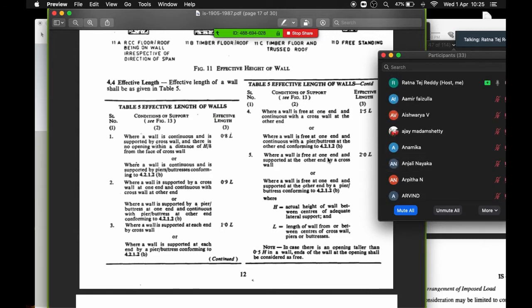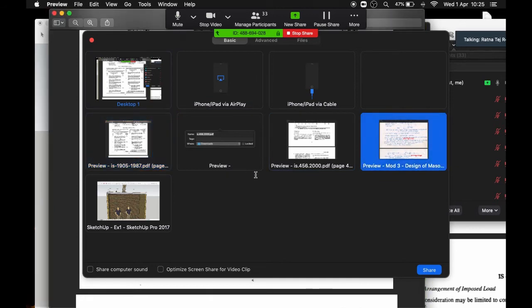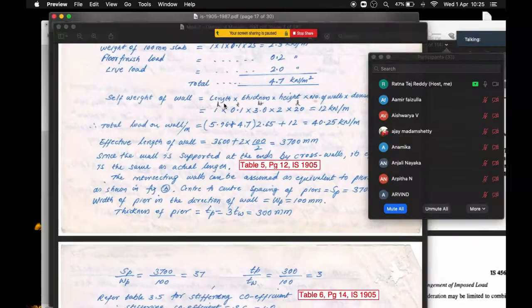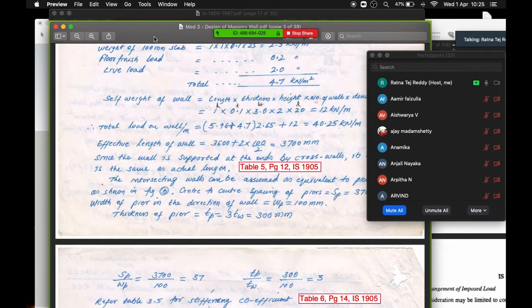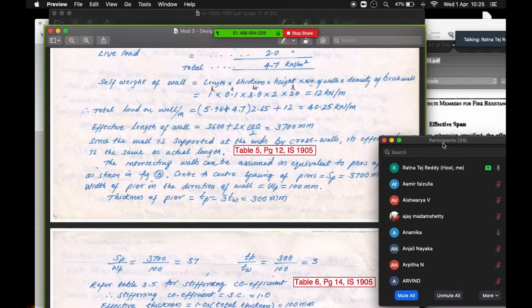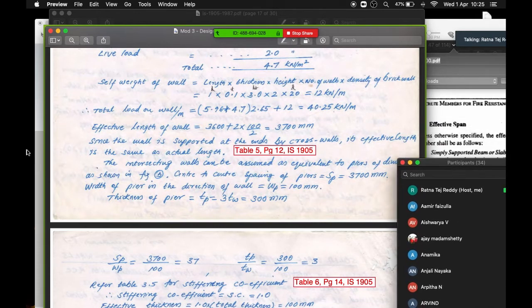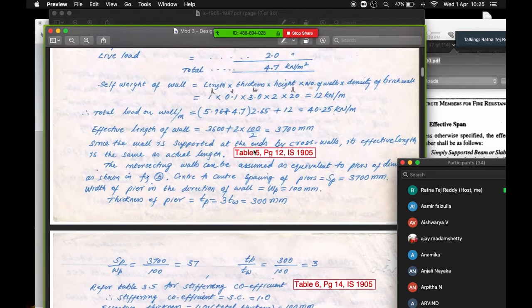Yeah. So now let's proceed back to our problem here. If you can see, that is the reason why they have multiplied (3.6 + 2 × 100/2), which gives 3.7 meter. That is the center to center distance of the wall we ought to design. Now, moving on, since the wall is supported at ends by a cross wall, its effective length is the same as its actual length. Table 5 for reference.